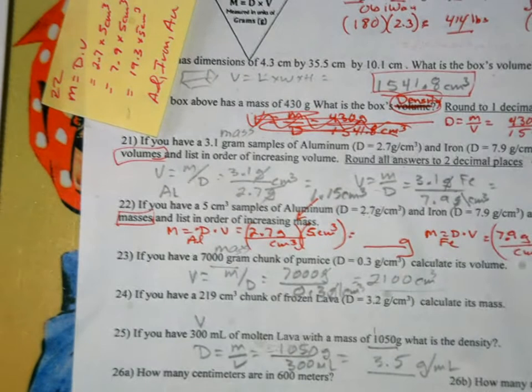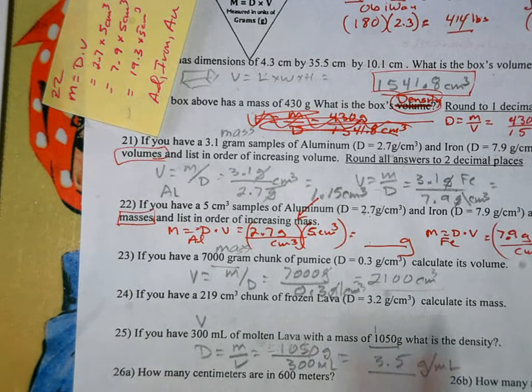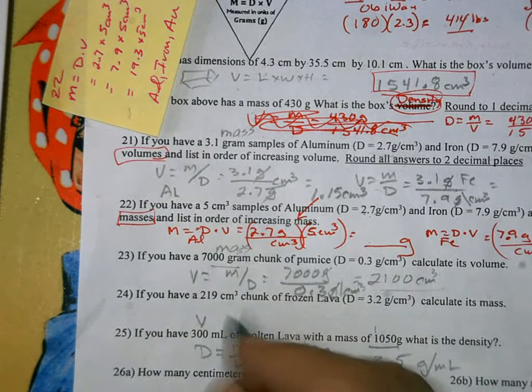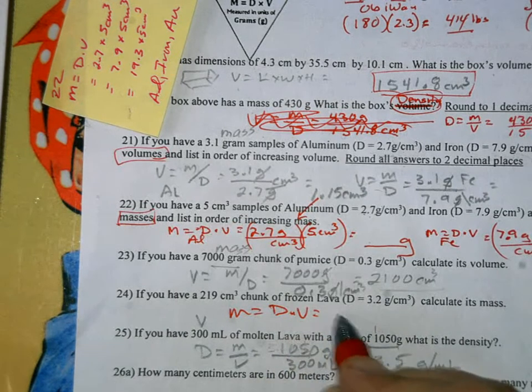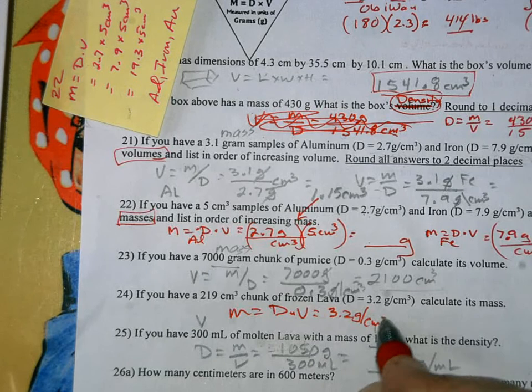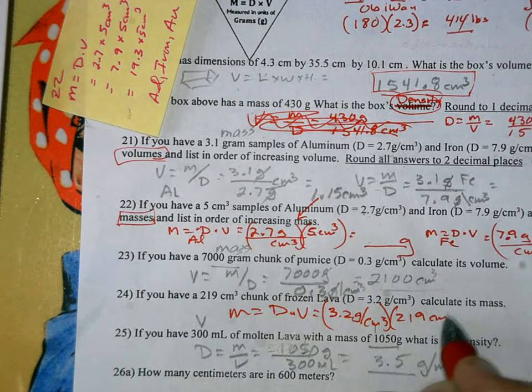All right, number 24. We're looking for mass. Okay, so we just did mass. Mass is density times volume. The density of this frozen lava is 3.2 grams per cubic centimeter. We're going to multiply that by 219 centimeters cubed.